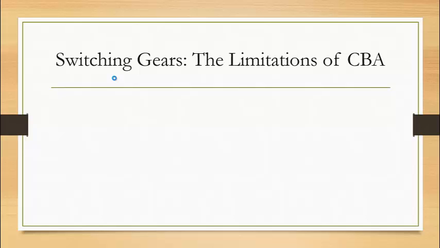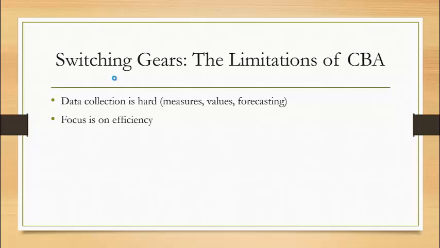And that really is a segue into talking about the limitations of cost-benefit analysis. So there are multiple limitations. The first is that data collection is hard. It's difficult to find the measures, the values, do the forecasting to actually have cost-benefit analysis. The second is this focus on efficiency, which means that we're only focused on how big is your pie, right? We're only focused on maximizing benefits. We don't really care who gets those benefits and who incurs the costs.